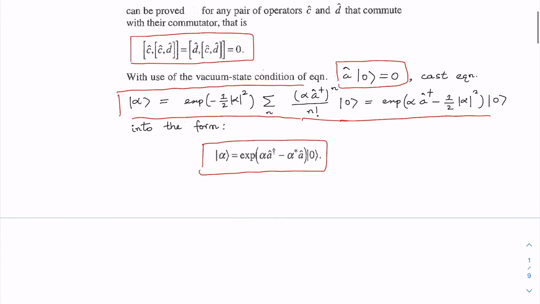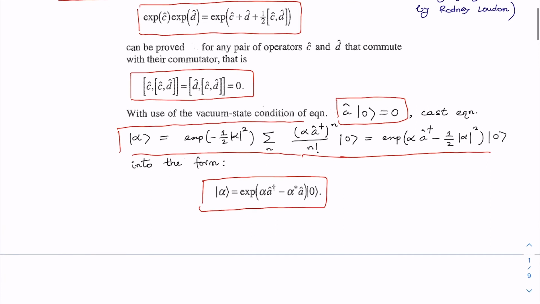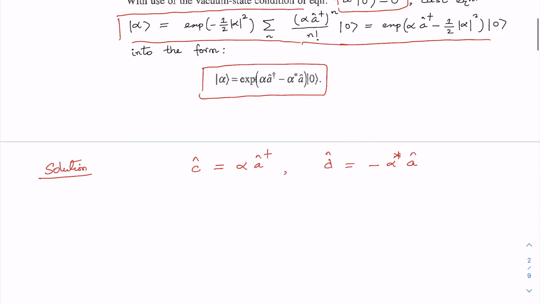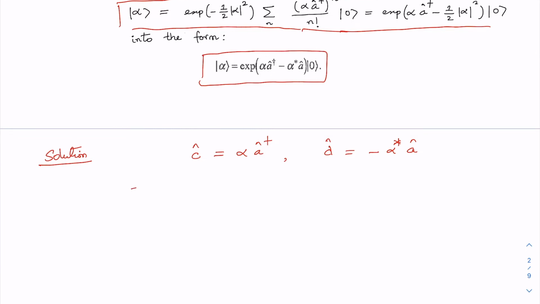First of all, let me choose operators C and D appropriately. Let me take C to be equal to, say, alpha A dagger, and D to be minus alpha star A. Let us first check whether this choice is all right or not. To do that, we have to show that C should commute with the commutator of C and D. Right, so let us find it out first.